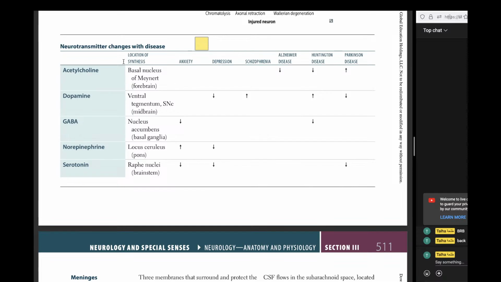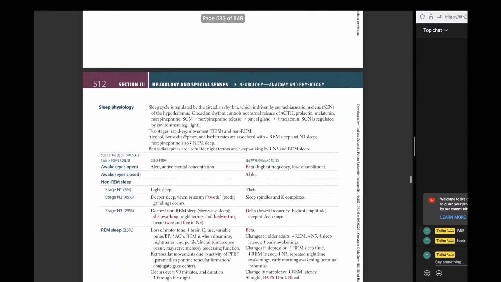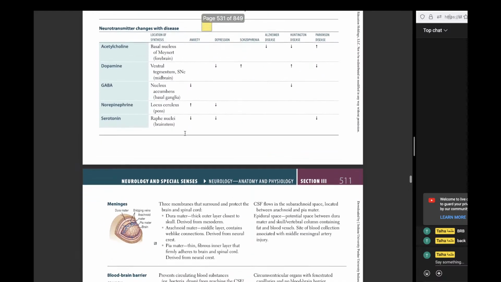In schizo, you have dopamine up. In Alzheimer's, you have acetylcholine down. In Huntington, you have acetylcholine down, but dopamine is up and GABA is down. In Parkinson's disease, you have, oh wow, dopamine likes to be special. In Parkinson's disease, you have acetylcholine up, dopamine down, and serotonin down. Okay. This was a good one.